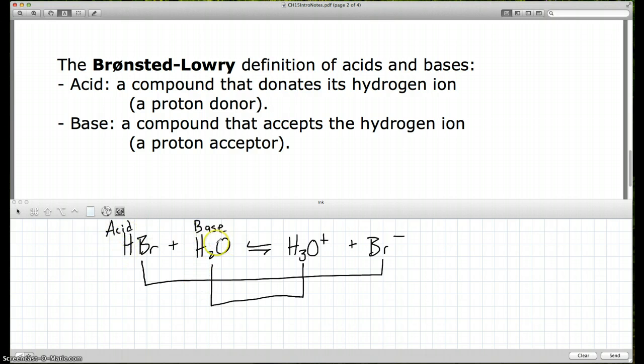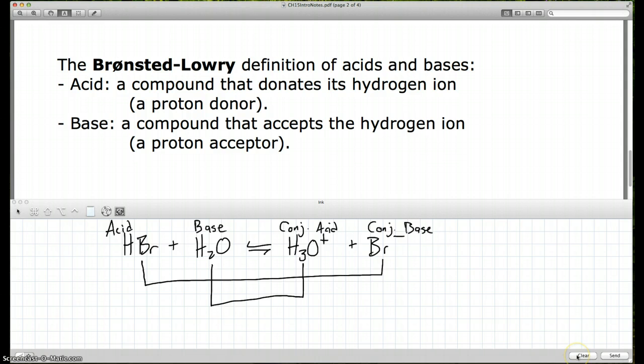Again, your acid and your base are always going to be on the left. And they will be paired up with their conjugates. So the base is paired up with its conjugate opposite. So this would be the conjugate, I'm not going to write the whole word out, acid. Base is paired with the conjugate acid, and acid is paired with the conjugate base. They're always paired with their opposite.